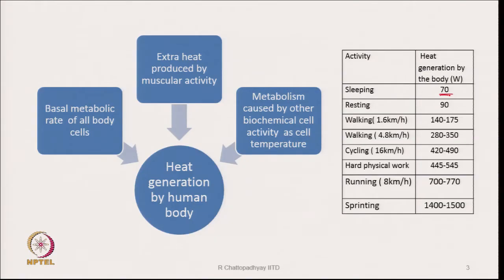Against this, we will see what the different activities are and the kind of heat the body generates. Like if we sleep, then the heat generated by the body is around 70 watt. When resting, a person generates around 90 watt. So, different activities are listed here: walking, cycling, hard physical work, and you see the corresponding heat that the body is going to generate.